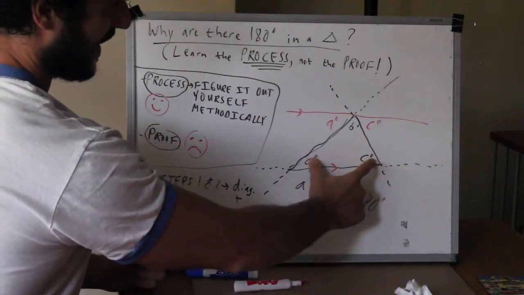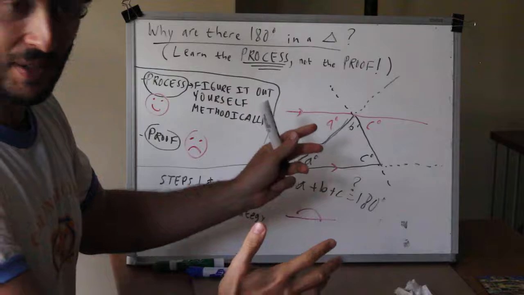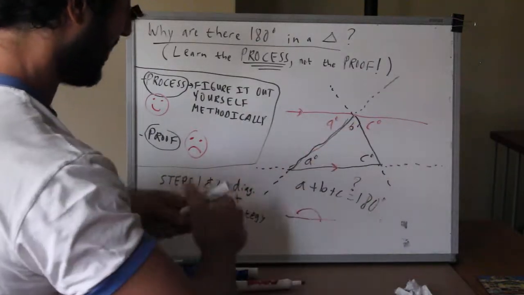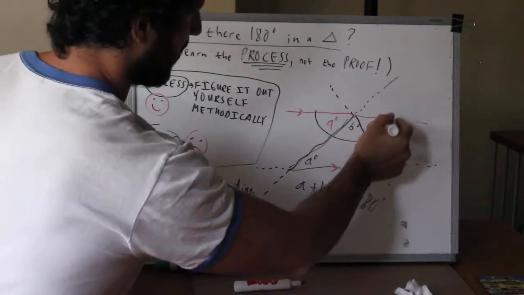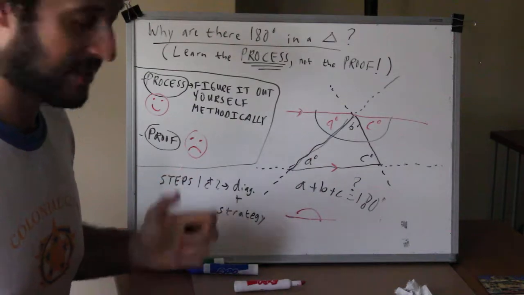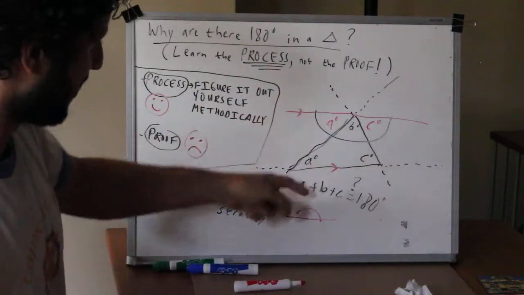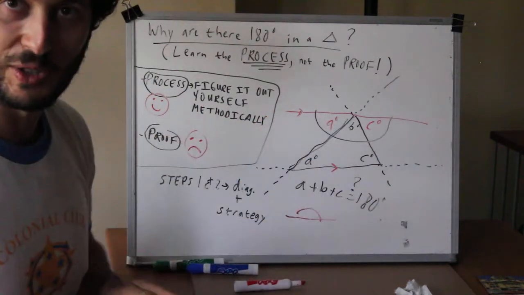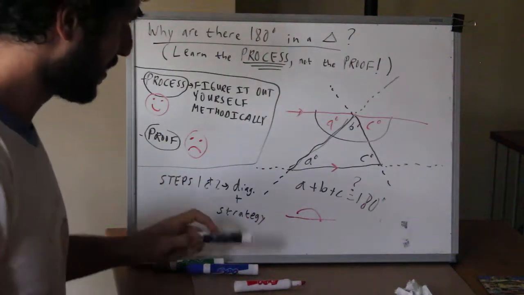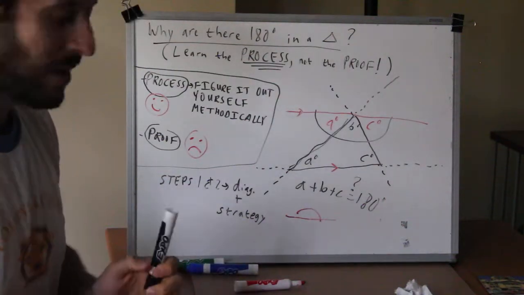All right, so now what have we created? We've duplicated our angles, but we've lined them all up. So we have A, B, and C, and together they are 180 degrees. So that shows you that the sum of the angles in a triangle is 180 degrees. Cool, so hopefully you found that helpful.